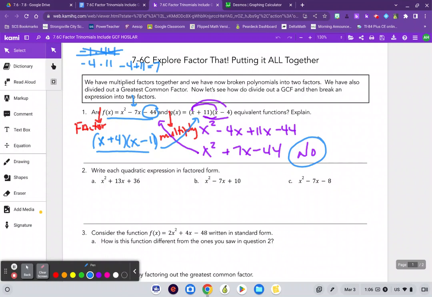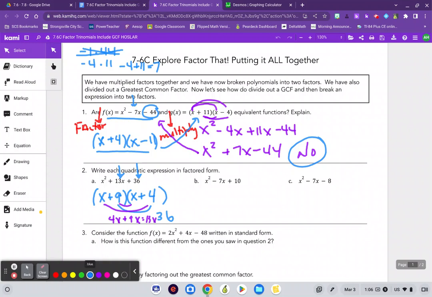Question 2 says, write each quadratic expression in factored form. Again, this is a review of what we've done. To write in factored form means I'm going to write two groups being multiplied together. I'm going to find factors of 36 that add up to 13. There are a lot of them. So x squared is x times x, and I believe the factors that work are x plus 9 and x plus 4, because 9 times 4 is 36. Then if I do 4x and 9x, I get that 13x.